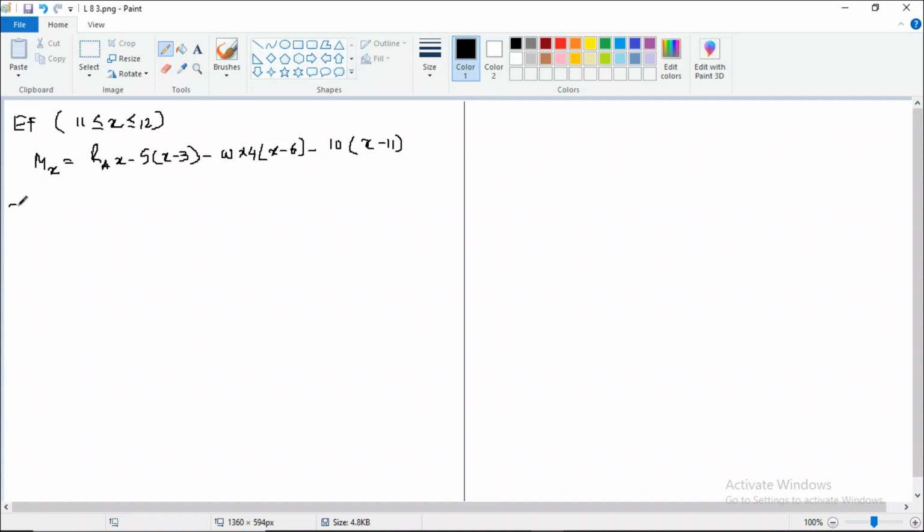So again, at x is equal to 11, you will get your moment at point E as 16.38 kilonewton into meter, and at x is equal to 12, you will get moment at F, which comes out to be 0.